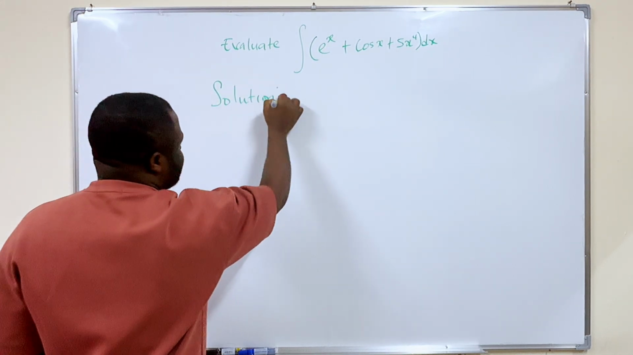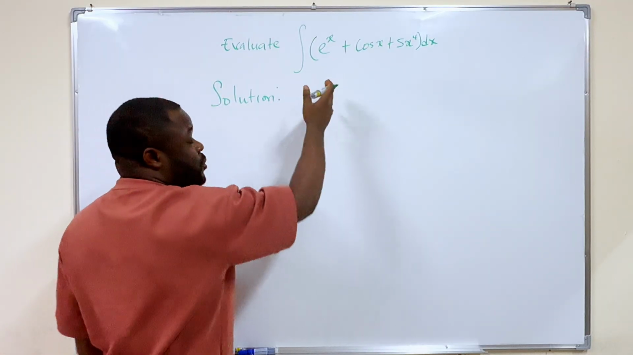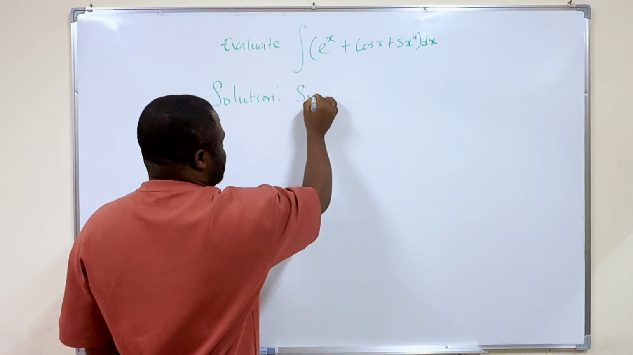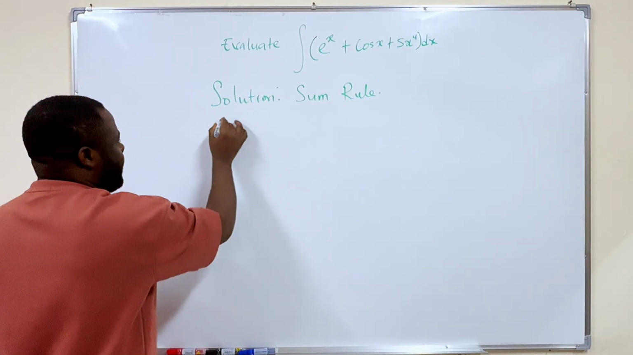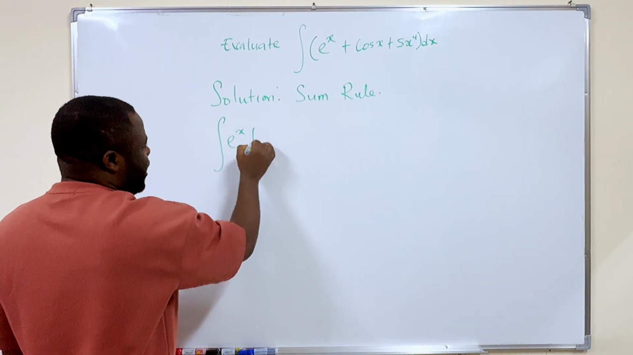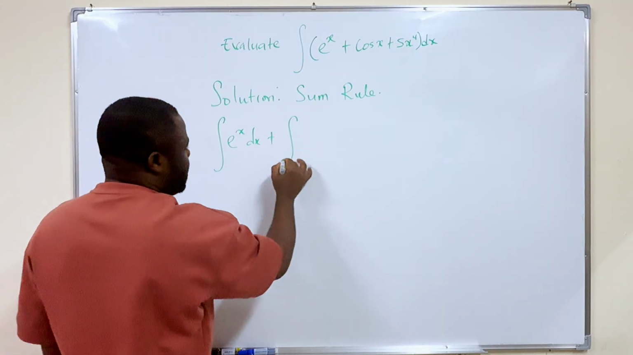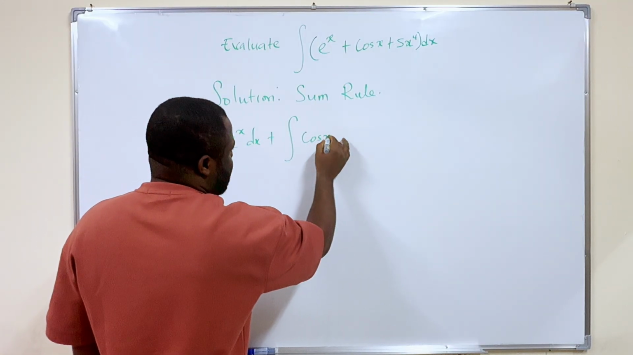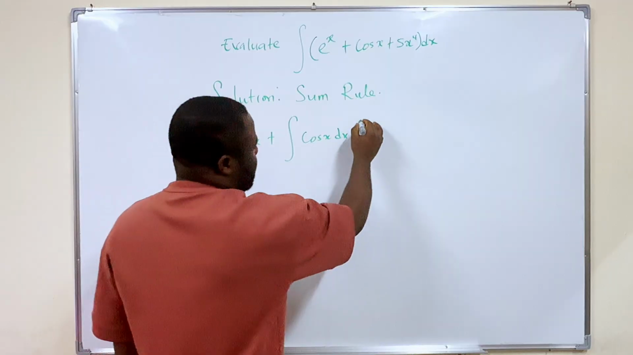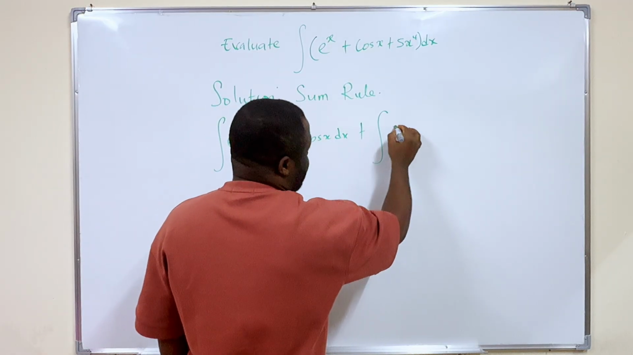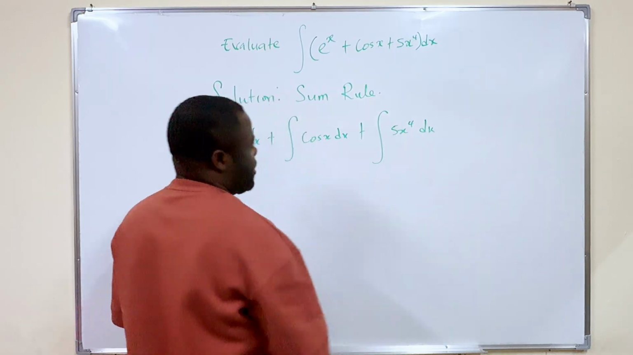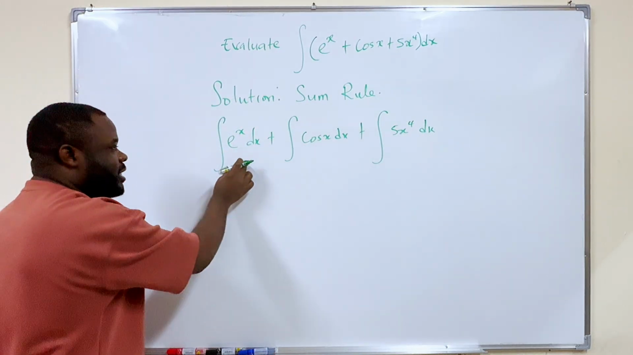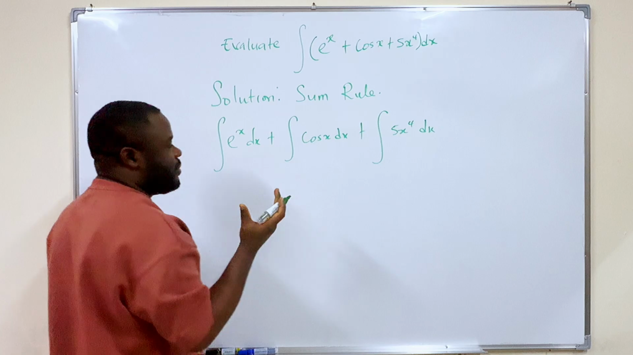Solution. So we are going to separate this using the sum rule. Okay, so let me put it: sum rule. So we say the integral of e power x dx plus the integral of cos x dx, then plus the integral of 5x power 4 dx. So we just integrate all these different functions.